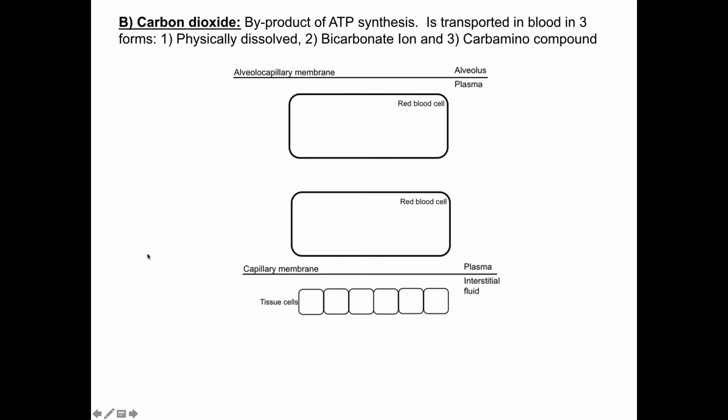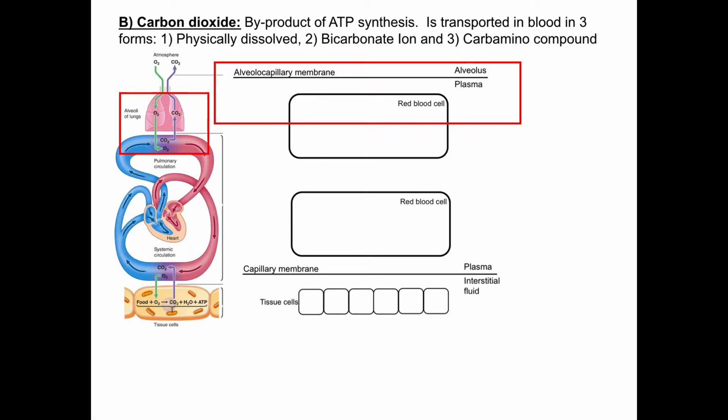So, before we talk about the transport of carbon dioxide in the blood, let's just do a quick review. This should be from Gen Bio, but I do want to review this: how we get the exchange of oxygen and CO2 across the alveolo-capillary membrane as well as the capillary membrane, and how that's going to impact the transport of oxygen and CO2 in the blood.